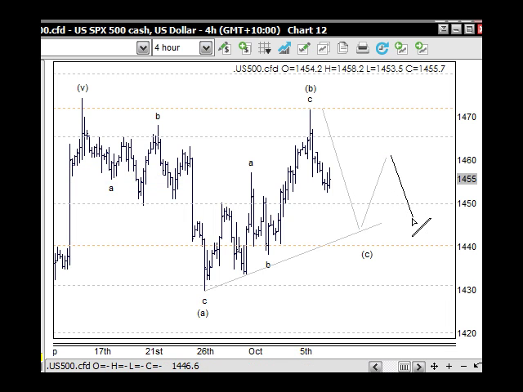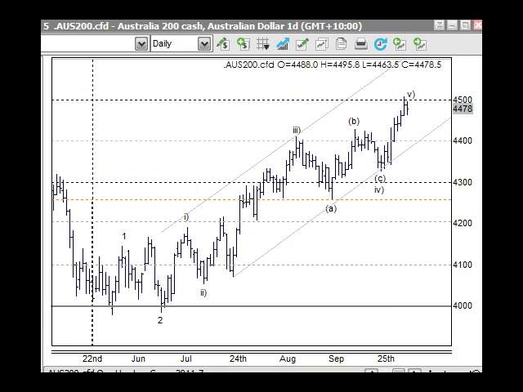So we'll see how that pans out through here like this, but we'll be looking at some type of corrective pattern before we see a move up. So we will be seeing supports tested. The Australian market is a little bit different than the US markets. It's doing its own thing.